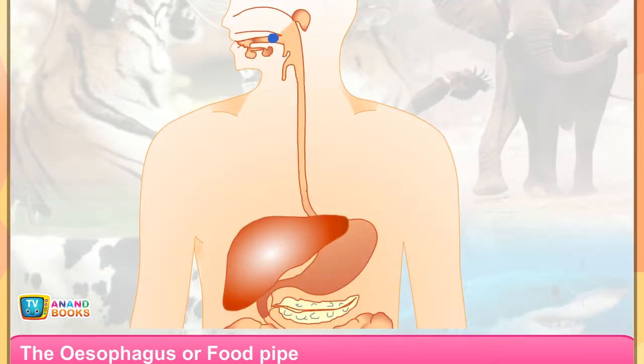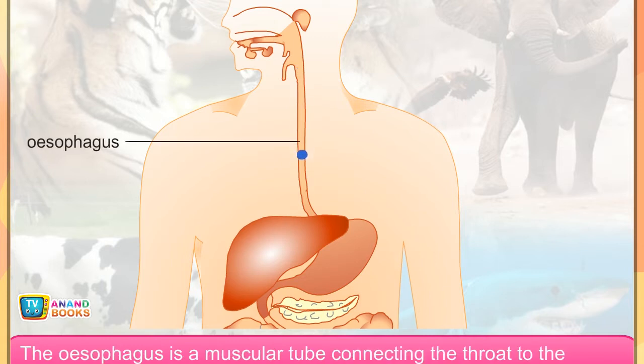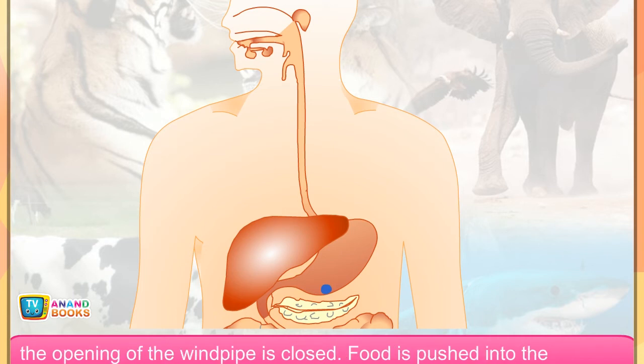The oesophagus or food pipe. The oesophagus is a muscular tube connecting the throat to the stomach. When food passes into the oesophagus, the opening of the windpipe is closed. Food is pushed into the stomach by the muscular movement of the oesophagus.